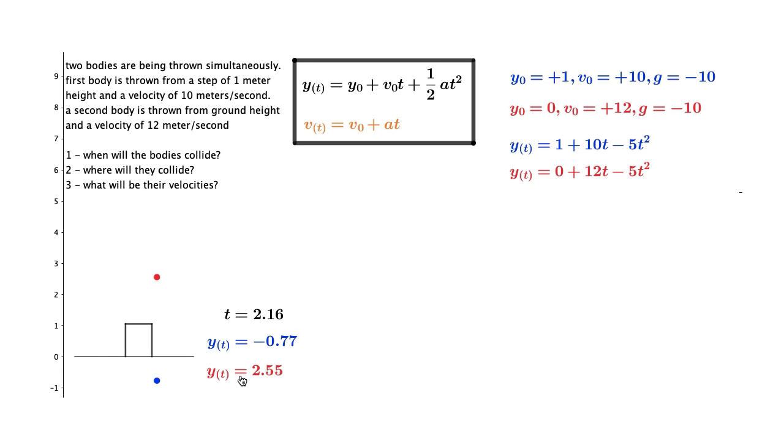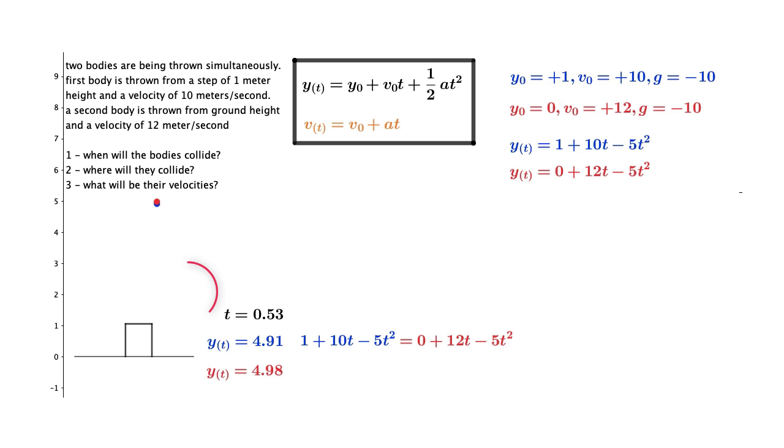If we run the animation again, we can see that the red object basically catches up to the blue object. In other words, they both have the same value for y of t. That is to say, we can set 1 plus 10 times t minus 5 times t squared, which describes the position of the blue object, equal to 0 plus 12 times t minus 5 times t squared, which describes the position of the red object.